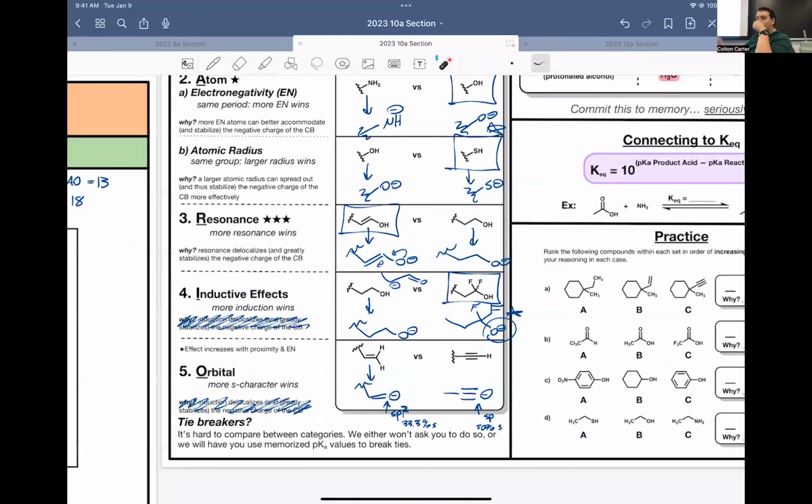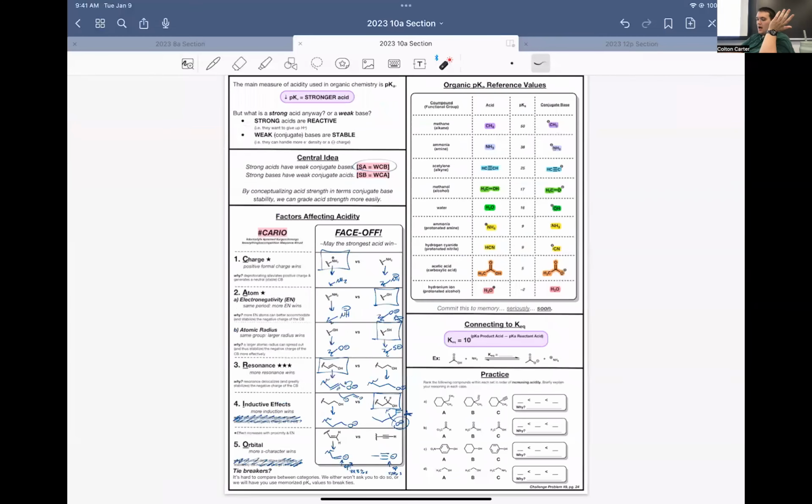So comparing between categories is hard. Specifically, the ones that stand out to me as ones that kind of win things are resonance, atom, and charge. Those are going to be the ones that you see most often. But generally speaking, we won't ask you to compare between categories on Cario unless we are asking you to use these benchmarks. And so I think Tim was really nice about it yesterday, and I'm not going to be nice about it. These are values that you have to memorize and you will need to know on exams.